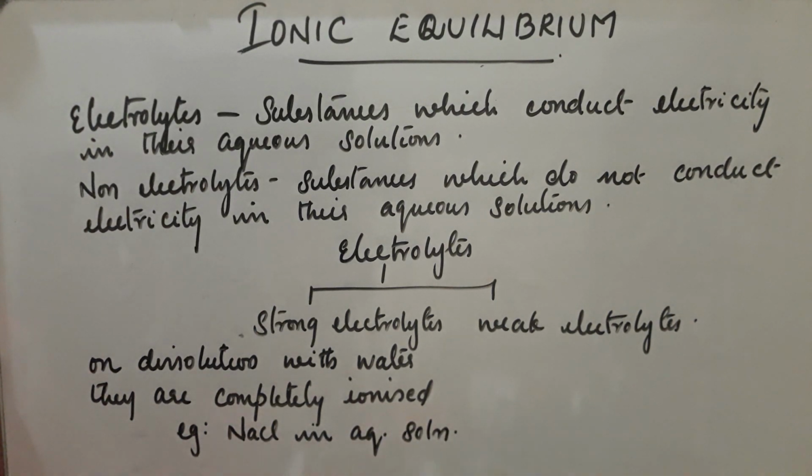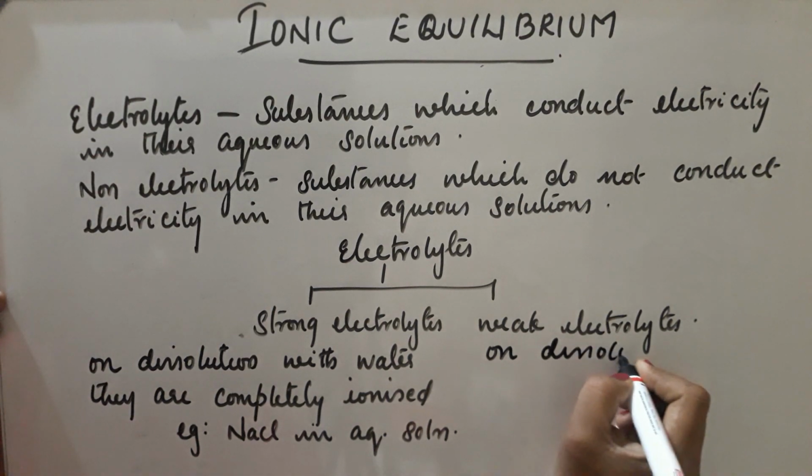Now, what are weak electrolytes? Weak electrolytes are substances which on dissolution with water are partially ionized. Example is acetic acid, CH3COOH, in water. In that case, only 5% ionization is taking place.